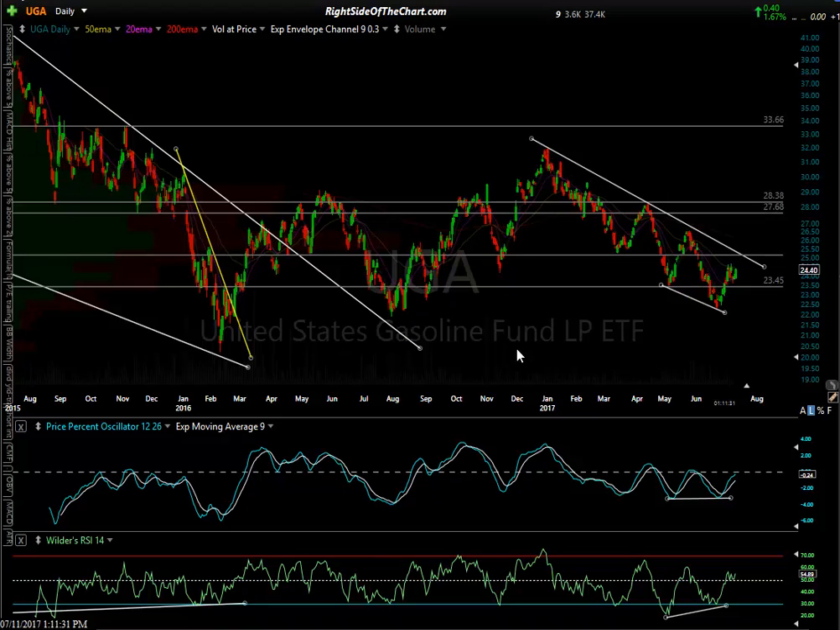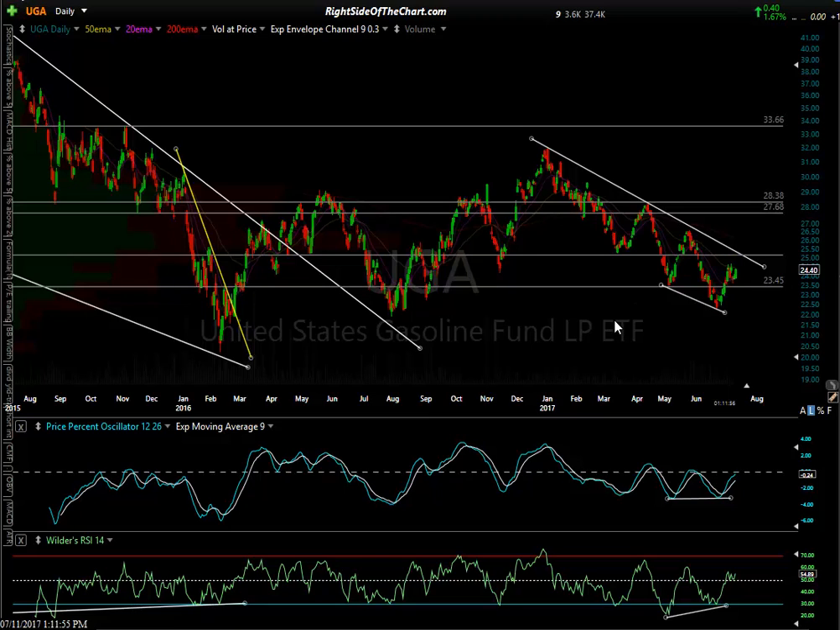UGA, this is a gasoline ETF. So it holds gasoline instead of oil, refined gasoline. And it looks like a divergent low here, but that's bullish. I'm not so crazy about the chart of gasoline futures. So I'm going to say I'm more bullish than I am bearish on this one.